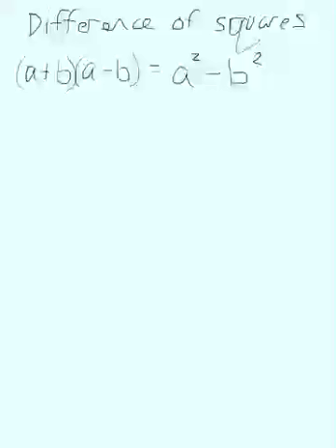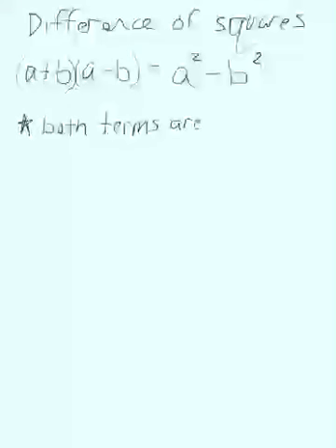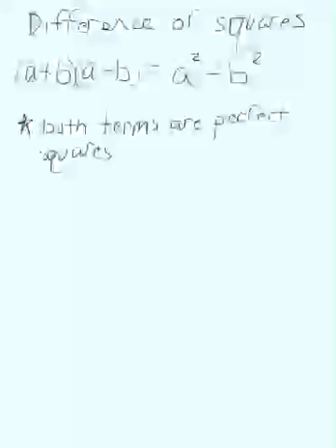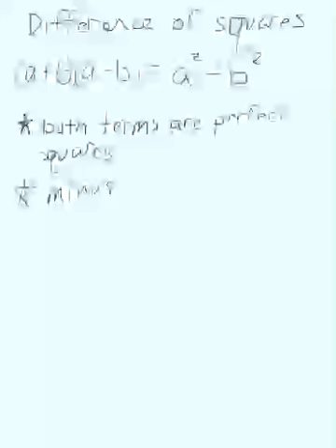You use this method when both terms are perfect squares. We're going to talk about this. Perfect squares. And the sign in between them is a minus sign. It does not work if that is a plus sign.